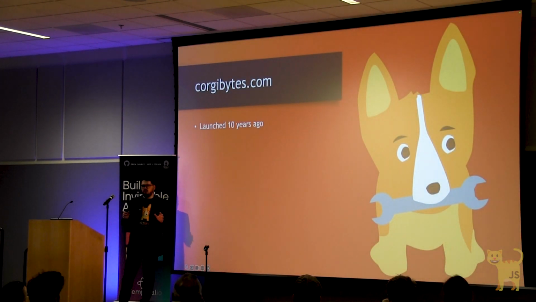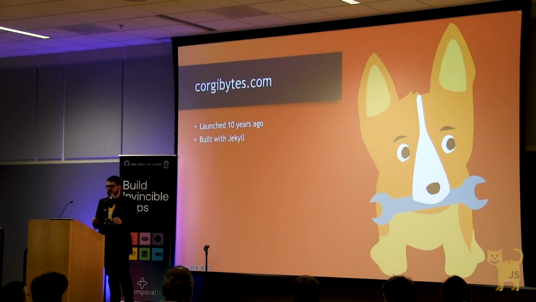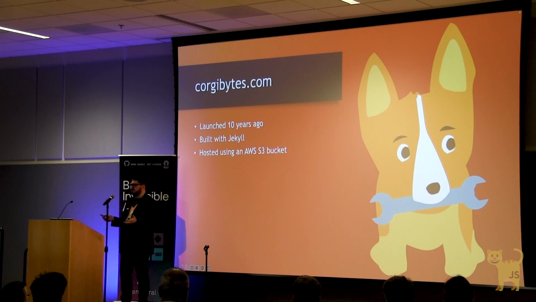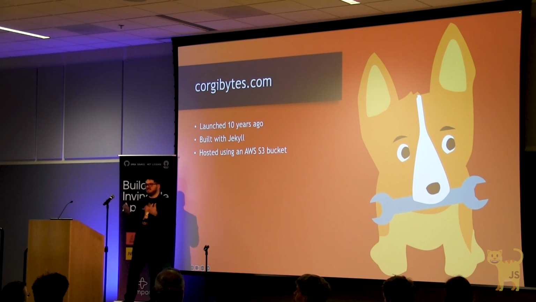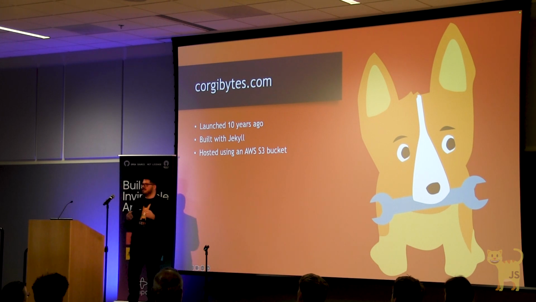So corgibytes.com, we launched it 10 years ago, built it with Jekyll. It's hosted out of an S3 bucket, and the motivation for hosting out of an S3 bucket was so it was infinitely scalable, without us having to build anything infinitely scalable. Brian talked earlier this morning about scalability. Yes, it's something we cared about. Yes, it's something I cared about. It was really just me at the time. And it's something that I was nervous about.